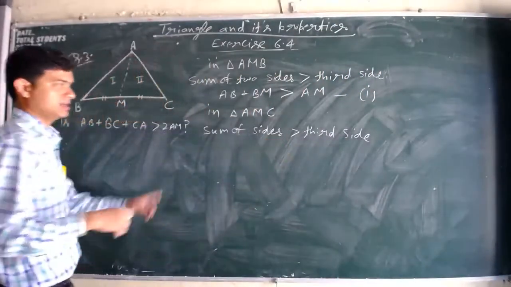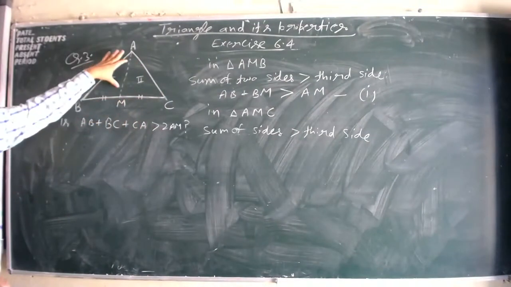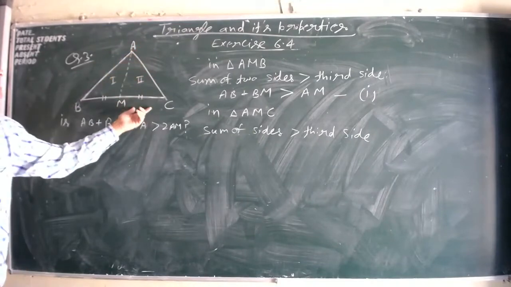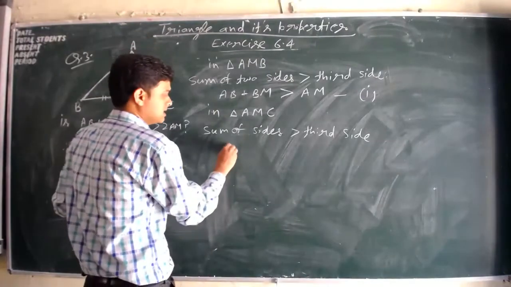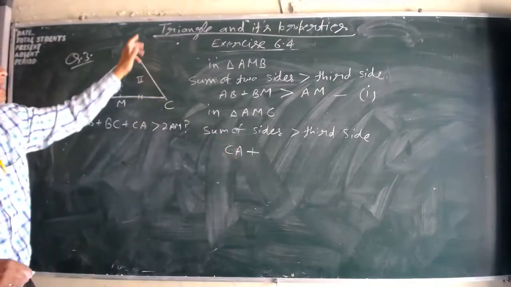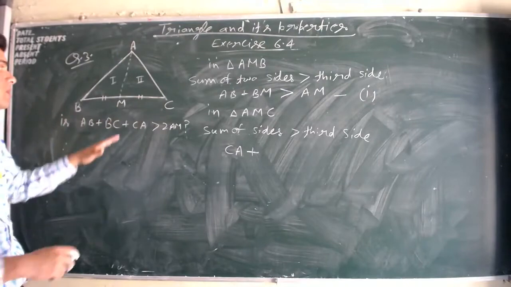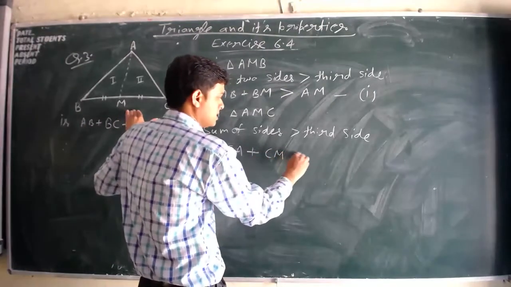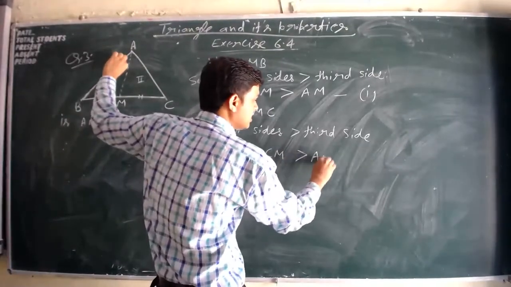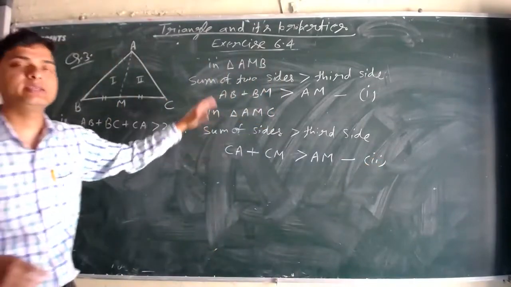Okay, now let's see the third side, the sum of two sides. Here also we have to think that AM should be alone, so AM will be the third side and these two are the two sides. So AC plus CM, or rather CA plus CM, should be greater than AM. This is the second inequality. Now we have to add these.